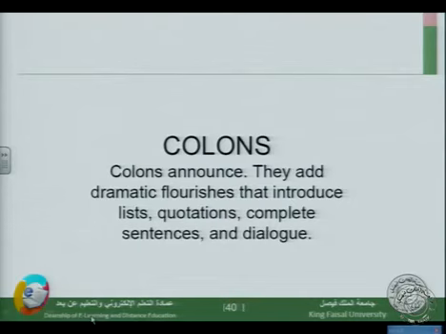Okay, if a colon introduces a complete sentence, you should capitalize the first word. But if it introduces an incomplete sentence, you don't capitalize the first word. And we said the colon also introduces dialogue. If there is a dialogue, for example question and answer, Q, colon, answer, colon.